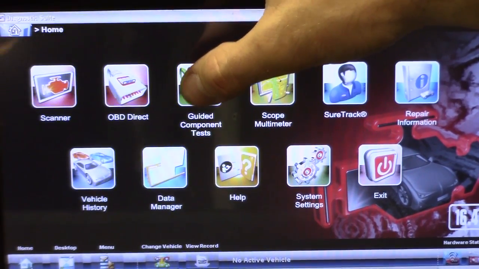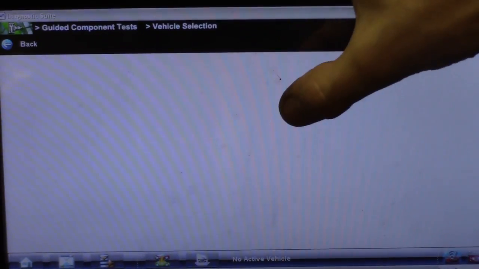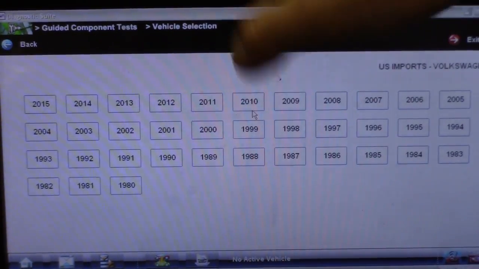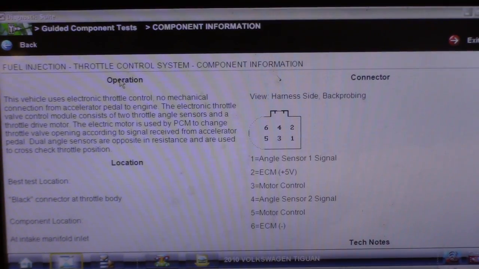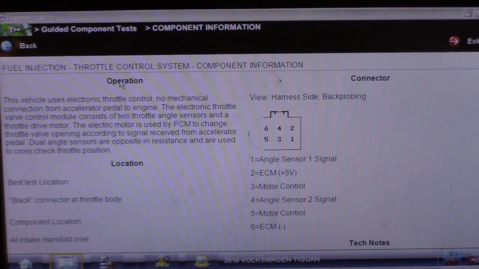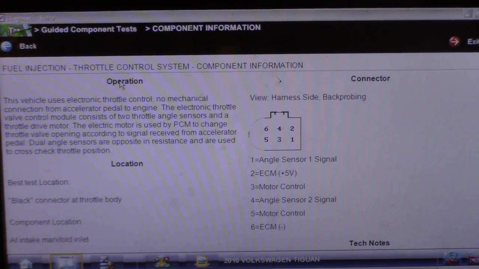Just gonna go under guided component test, get some information. This is a 10 Tiguan. All right, so this vehicle uses an electronic throttle control. There's no cable from the accelerator pedal to the engine. The electronic throttle valve control module consists of two angle sensors and a throttle drive motor. The electric motor is used by the PCM to change throttle valve openings according to the signal received from the accelerator pedal. Dual angle sensors are opposite in resistance and are used to cross-check throttle position.